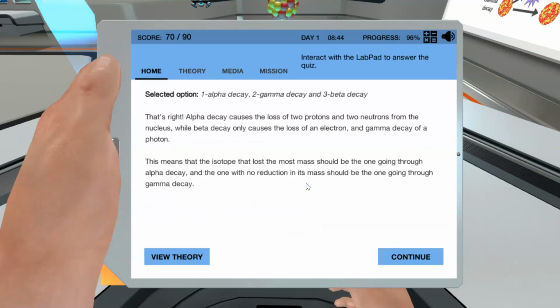That's right. Alpha decay causes the loss of 2 protons and 2 neutrons from the nucleus, while beta decay only causes the loss of an electron, and gamma decay of a photon. This means that the isotope that lost the most mass should be the one going through alpha decay, and the one with no reduction in its mass should be the one going through gamma decay.